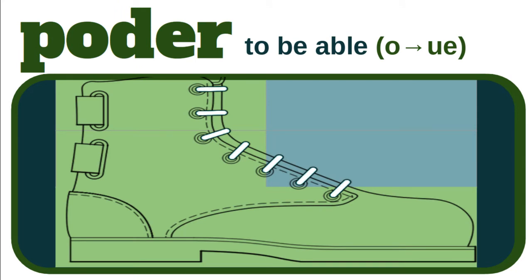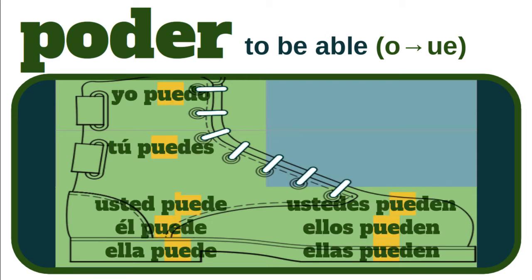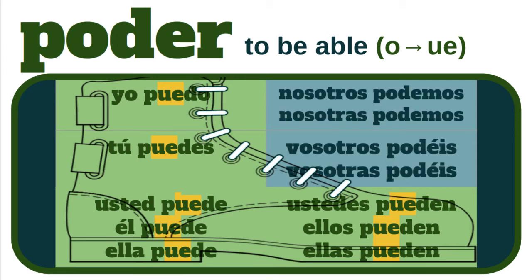This type of verb is called a boot verb because when we put these verbs in the chart, the forms inside the boot have the stem change, in this case O to UE, and the forms outside the boot do not have the stem change, and so they have an O, just like the infinitive form poder.